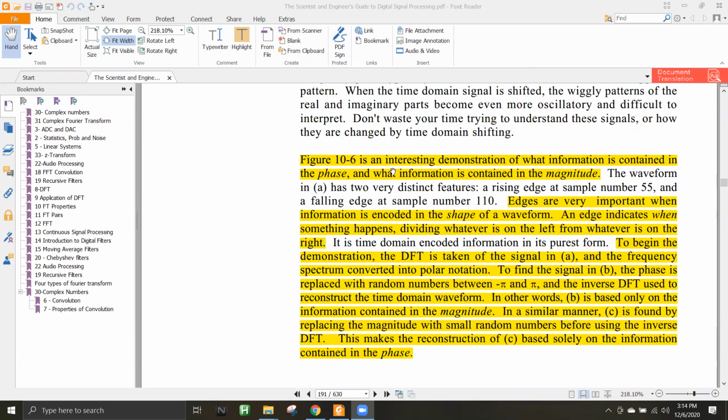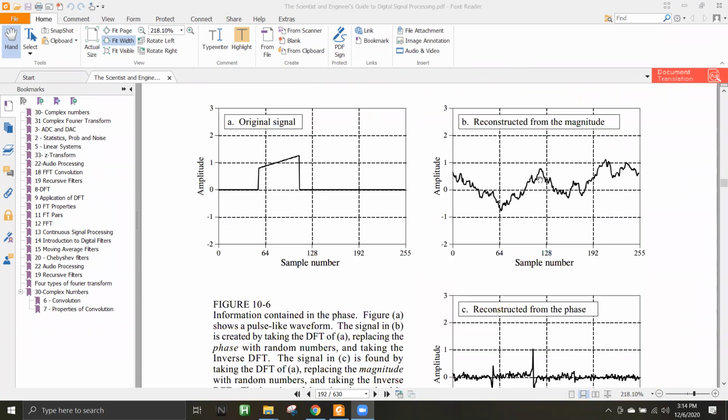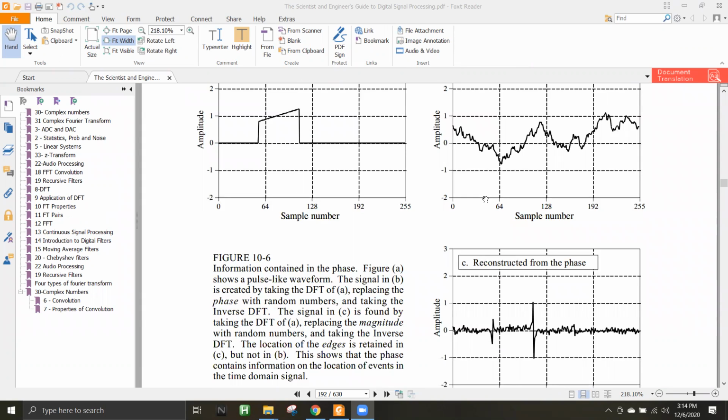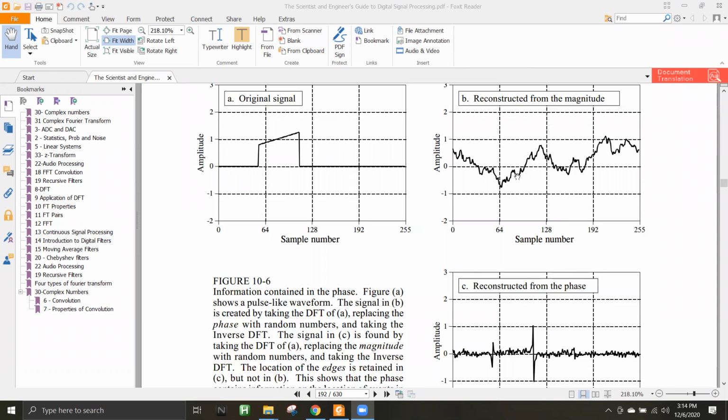Now figure 10.6 shows an interesting demonstration of what kind of information is contained in the phase and what kind of information is contained in the magnitude. All this time we have been talking about only the phase part. So why are we talking about the phase and not the magnitude? That is because most of the shift related information and edge related information is actually coming from the phase, not the amplitude. So here an example is shown for this.